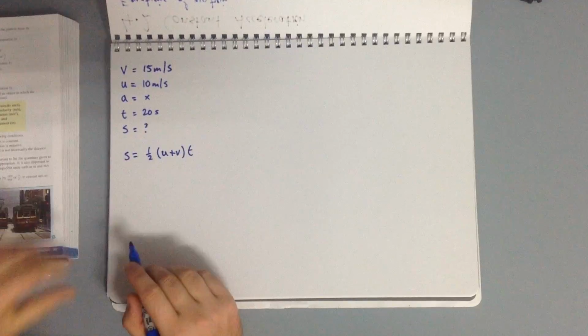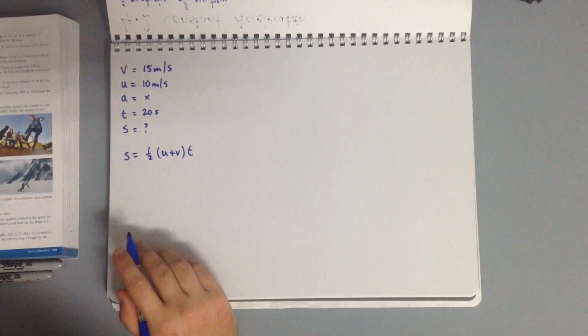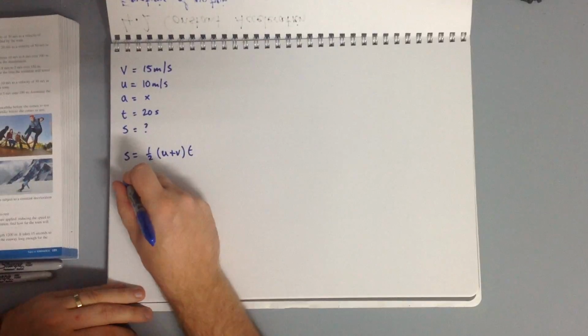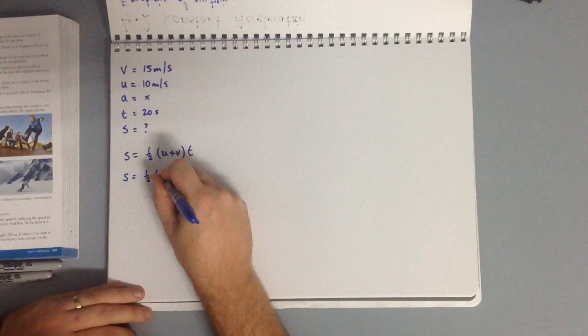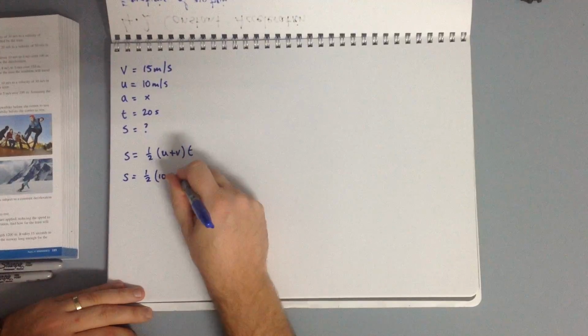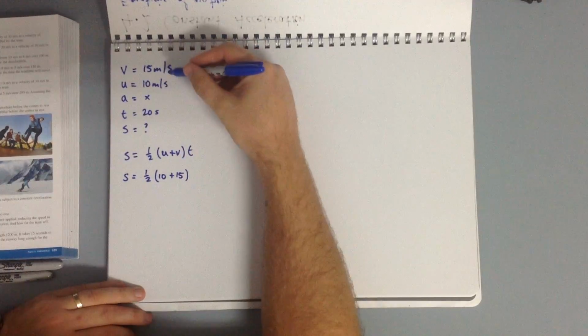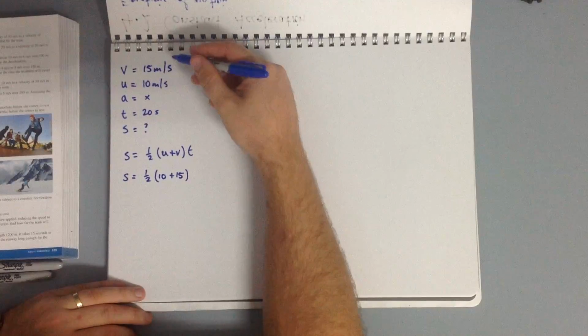Okay, and that's going to give us our displacement. So all we need to do is sub in our values. S equals a half outside of (u + v) times t. U was 10, plus V is 15. Now these are both in the same direction, so we don't have to worry there.